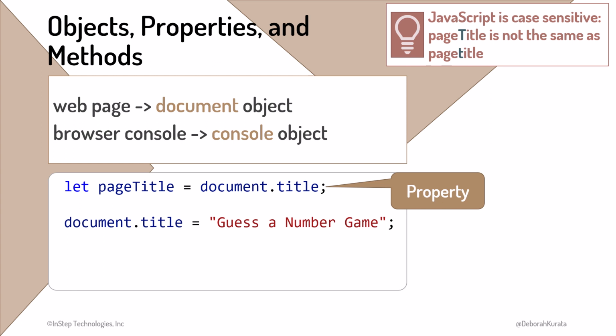To modify a property, we use the object name, a dot, and the property name, then assign it to a value. Here we assign the document's title to a text string enclosed in quotes.